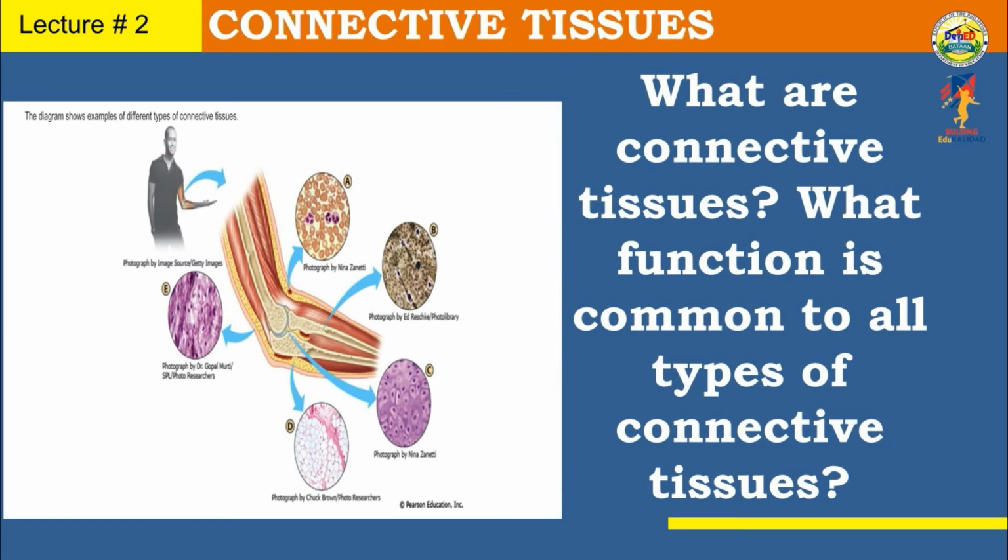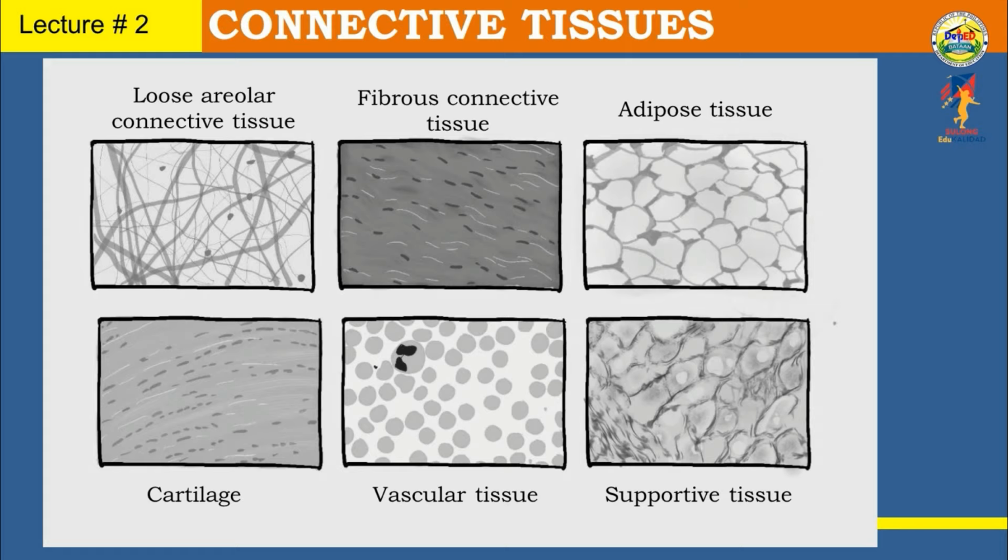Okay, so for the connective tissues, the question is, what are connective tissues? What function is common to all types of connective tissues? Like what we discussed earlier, connective tissues help protect, support, and act as a binding material for organs and other tissues. Connective tissues may be grouped into six major types. So we have the loose areolar connective tissue, the fibrous connective tissue, the adipose tissue, the cartilage, the supportive tissue, and the vascular tissue.